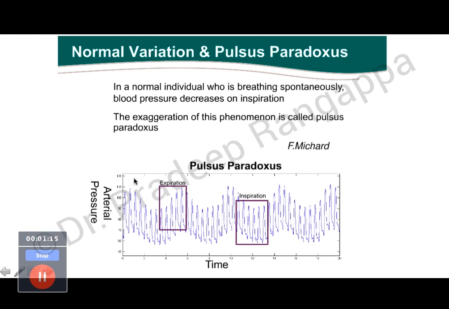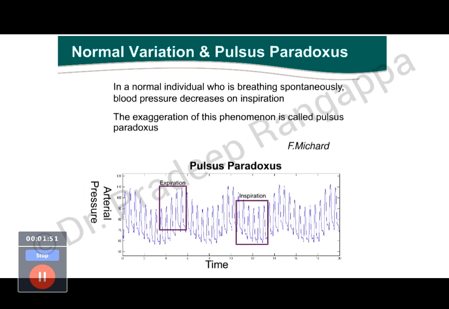First, to understand the science of stroke volume variation, we need to understand that in a spontaneously breathing patient, during inspiration the blood pressure comes down, and during expiration the blood pressure goes up. So this is a normal patient who is breathing. These are the respiratory variations in the blood pressure, and we call it pulsus paradoxus. When there is an increase in this phenomenon, it tells us that there is a volume deficit.